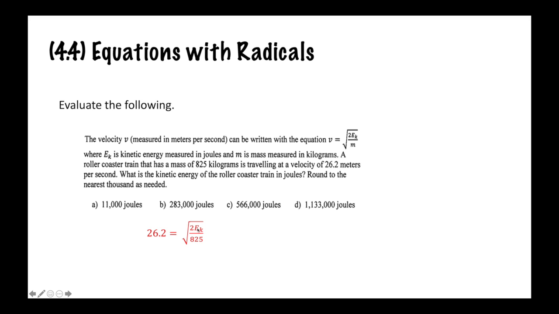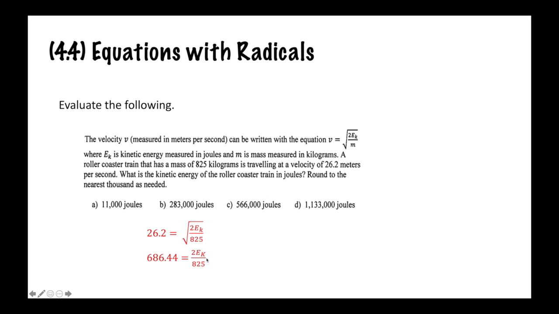Now from here, I'm trying to solve for E sub k. And to get this out of the radical, I first want to get rid of the radical. So I'm going to start by squaring each side here, and that gives me 686.44 is equal to, again, the root is gone, I'm just left with 2 times E sub k over 825.